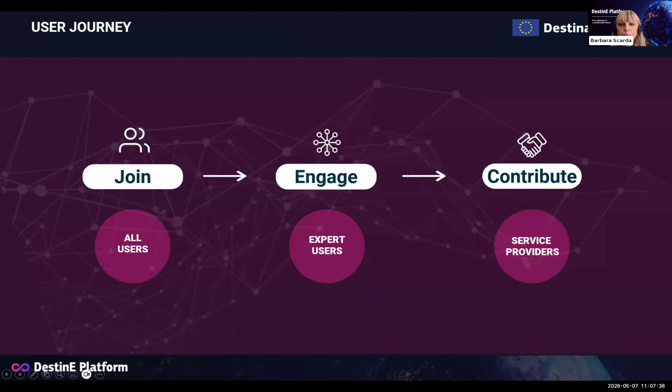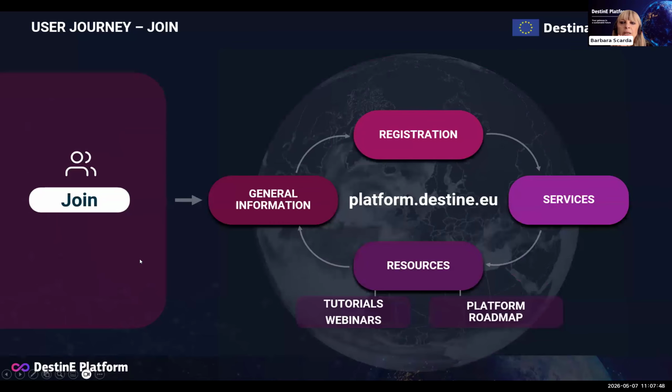Now let's go quickly through the user journey on the platform, which depends on your user type. The first step is for users to join the platform. By joining, you can find general information. You can register following a standard process to access a number of selected services. You can find help under resources and contact us directly.